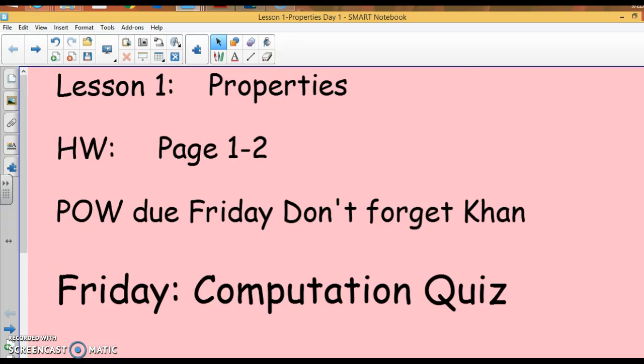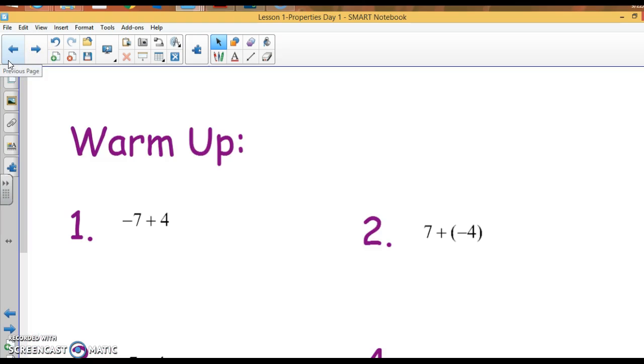The lesson that we're talking about today is Pre-Algebra, Unit 2, Lesson 1, the properties. The homework that goes along with this is pages 1 and 2 of the homework packet. We're going to do a little bit of a warm-up here. You might want to pause and do these problems.